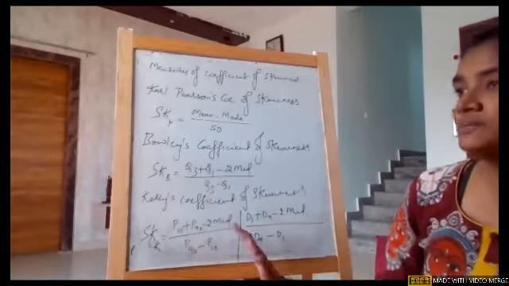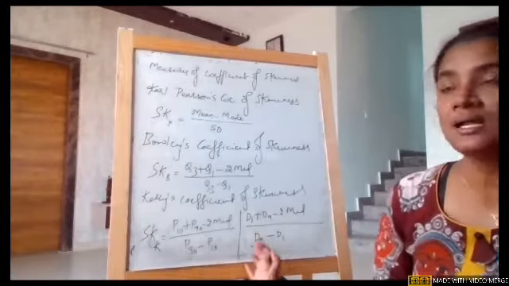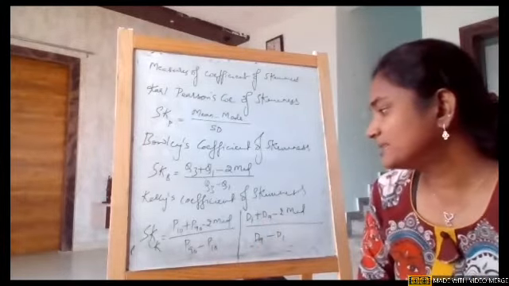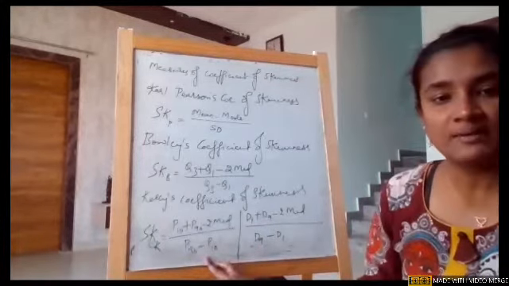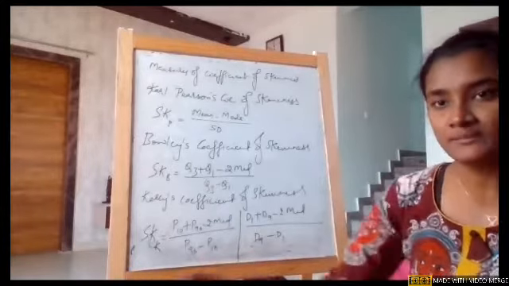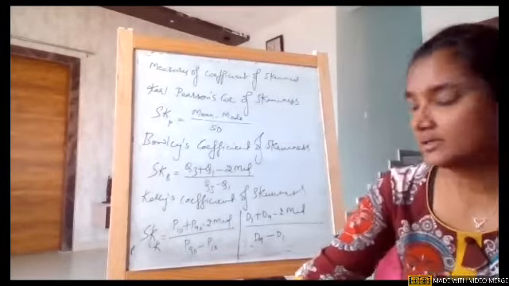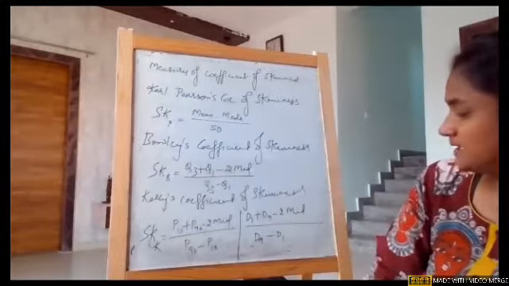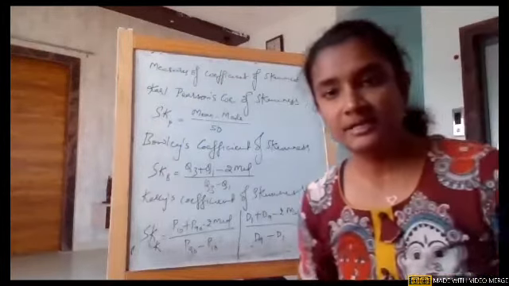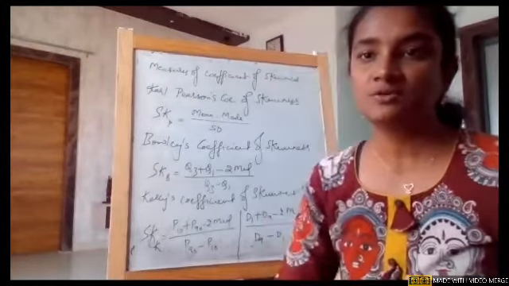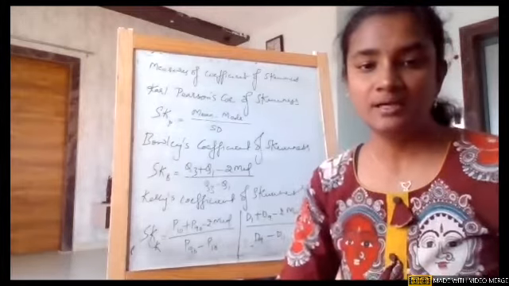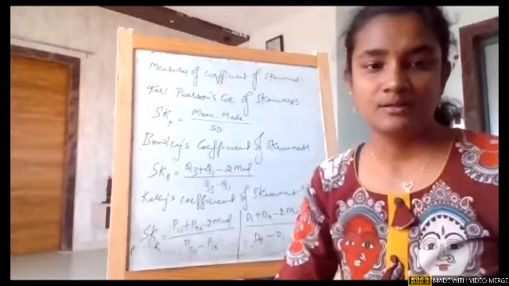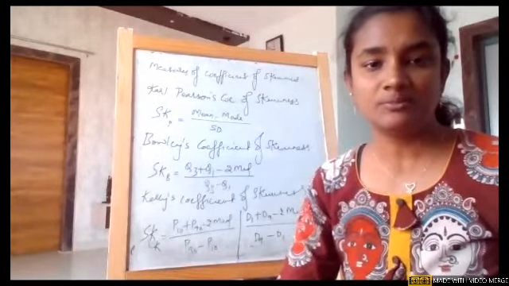It is given in two forms, either using percentile form or decile form. So P10 plus P90 minus 2 median divided by P90 minus P10, or D1 plus D9 minus 2 median divided by D9 minus D1. So these are the measures of skewness which we will be studying today. So let us go into the problem.